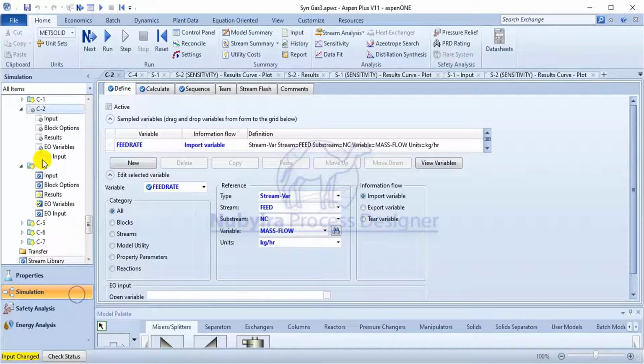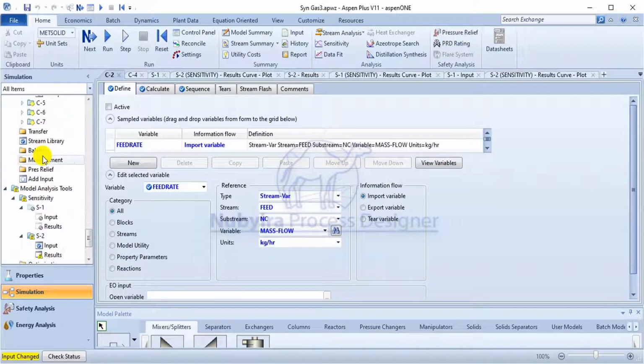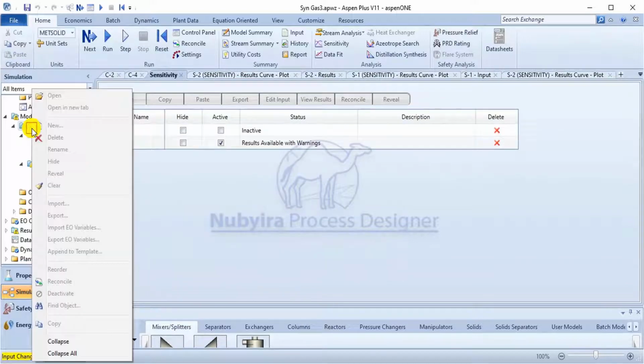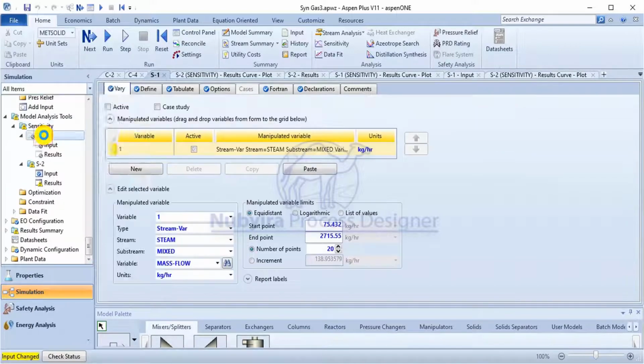So now we are going to make this one inactive, because we don't want to be disturbing it and the sensitivity analysis also disturbing it, even the sensitivity analysis is calculating. So I only deactivate one.